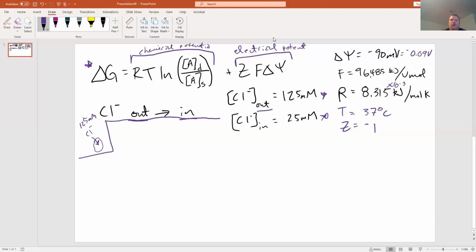So my R value is 0.008315. I just went ahead and wrote that not in scientific notation, so I can look at the magnitude of that number.